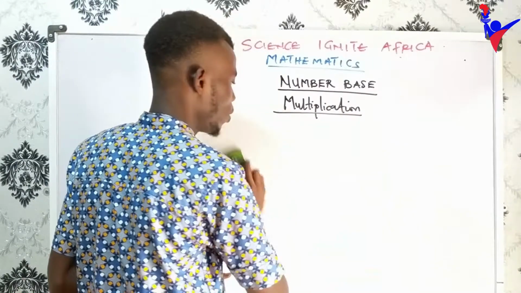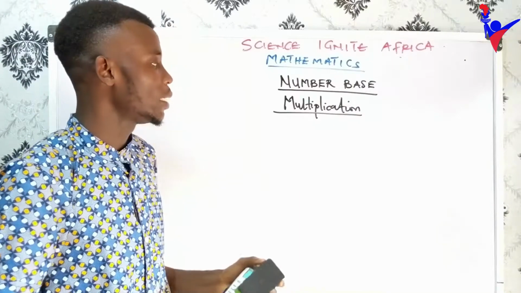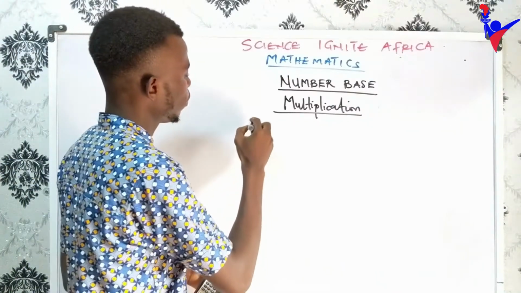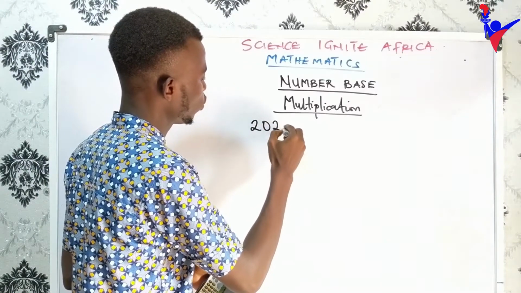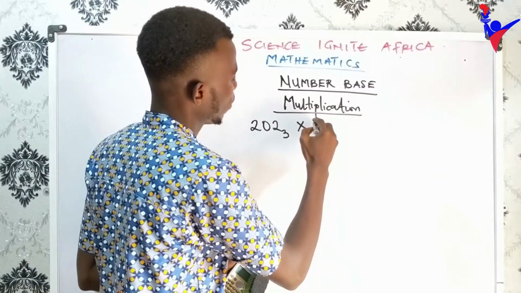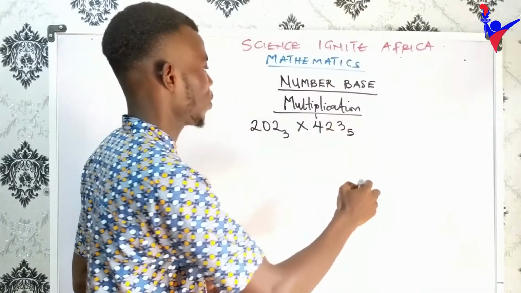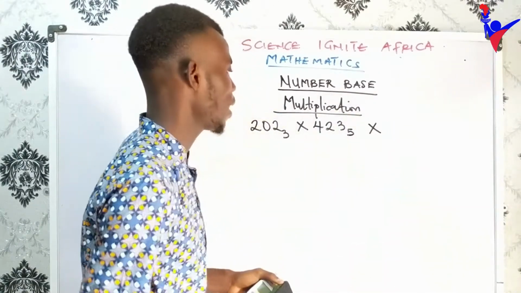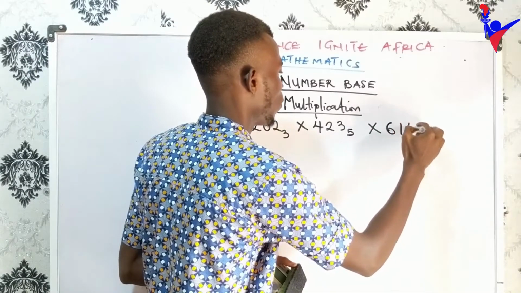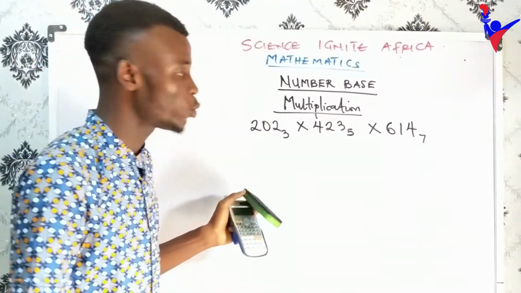So in this scenario now, the example I will be giving you will be having the questions in different bases. So we have 202 base 3 multiplied by 423 base 5, then multiplied by 614 base 7. So we are told to multiply this.